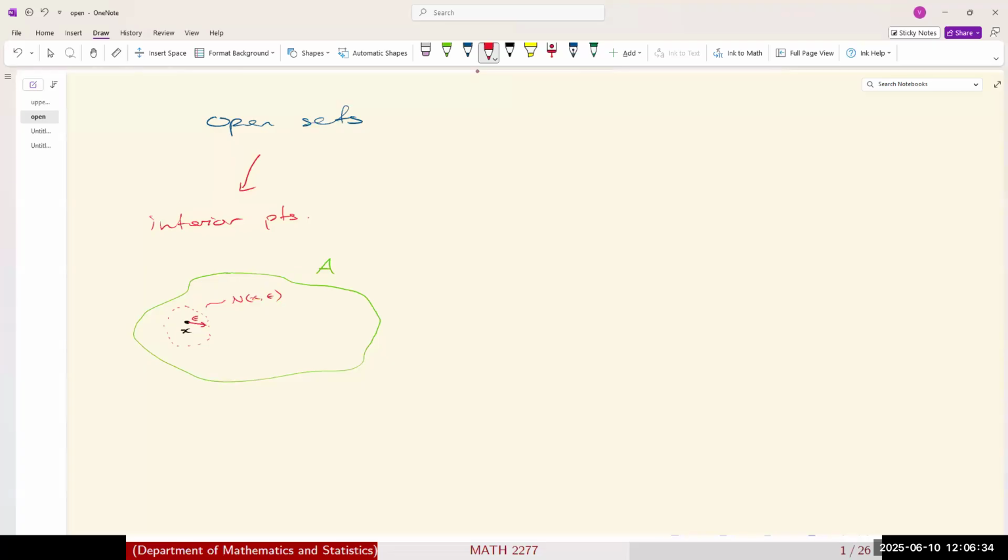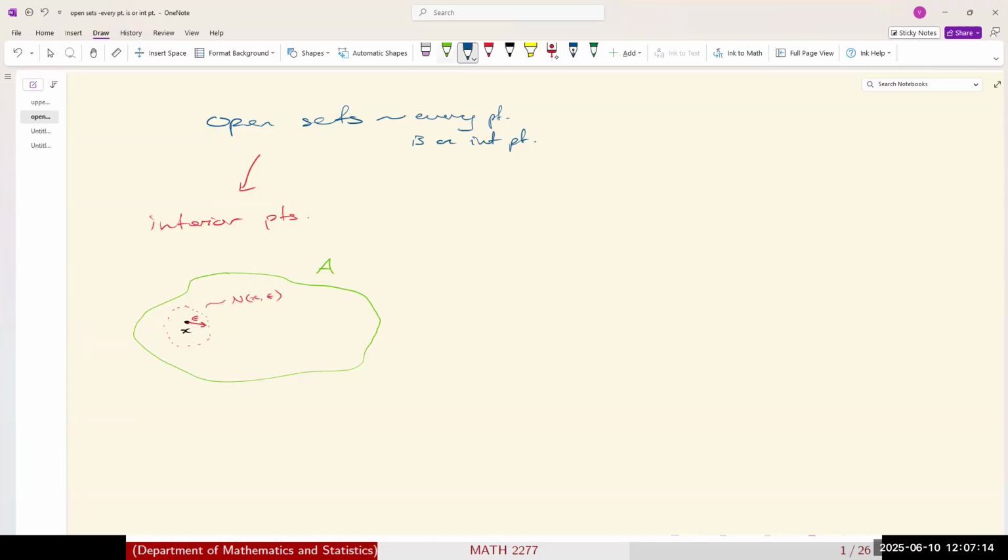When you hear the word interior, you should think about being completely inside the set. So how to say a point is completely inside the set? You need to say that it is possible to wrap a neighborhood around that point that falls completely inside the set. And a set is open. Open sets mean that every point is an interior point. So a set is open if every single point you could do this.